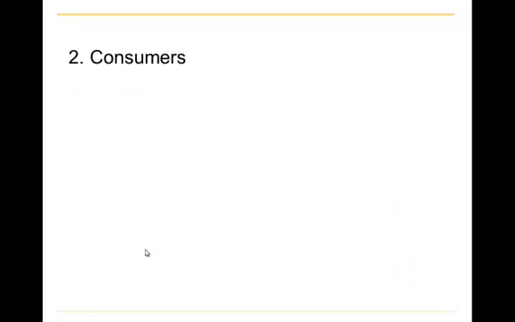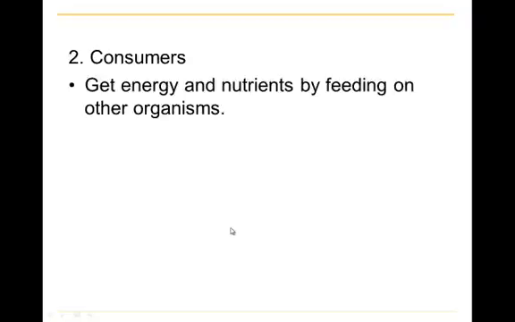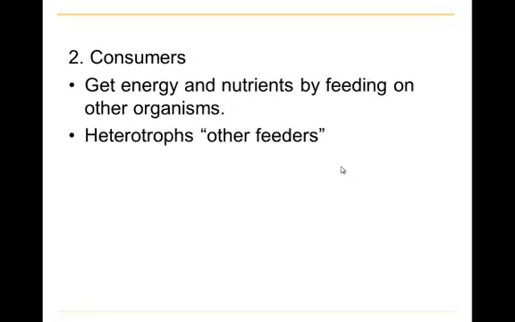The second category in the biotic category are consumers. These are organisms, animals that get energy and nutrients by feeding on other organisms. They're not exclusively animals, but many of them are, in fact, animals.